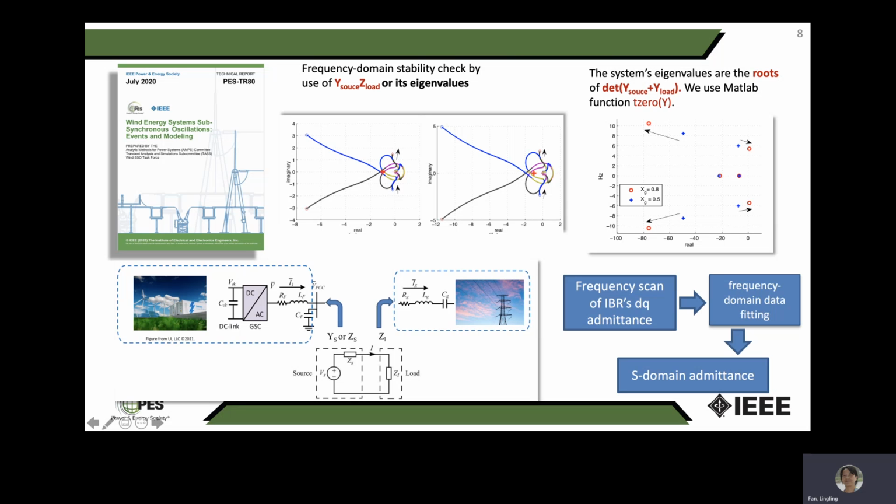And to do this eigenvalue check, we have to use data fitting to come up with the S-domain model, not just use these measurements. The first step, you can just use the measurements in the frequency domain. So that gives a lot of advantage that can greatly save our time to do screening.